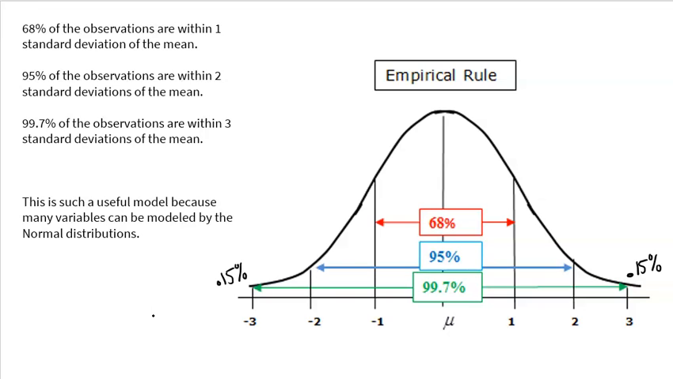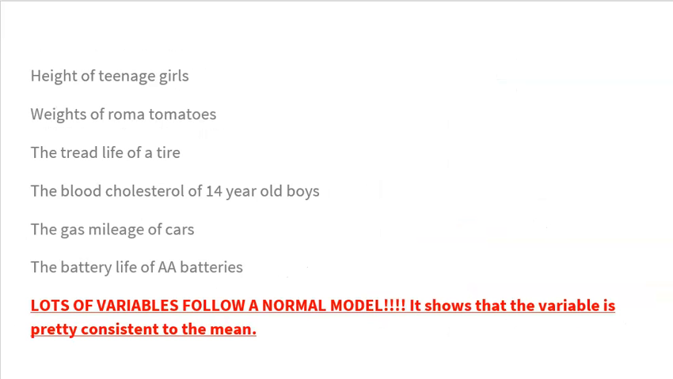So this is a very useful model because many quantitative variables can be modeled by this normal distribution. All right? This is just a short list of the things that could follow a normal distribution. The height of teenage girls, the weights of Roma tomatoes, tread life of a tire, the cholesterol level of 14-year-old boys, gas mileage of cars, the battery life of AA batteries. All of these follow that same setup, right? Most of the population of teenage girls are going to be near the mean height. Very few super tall, very few super short.